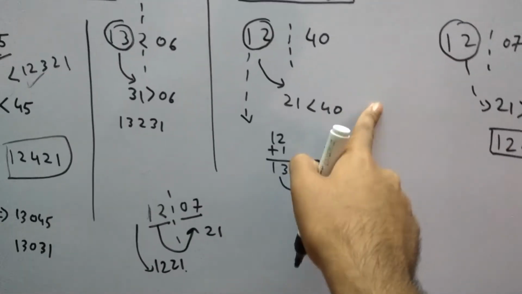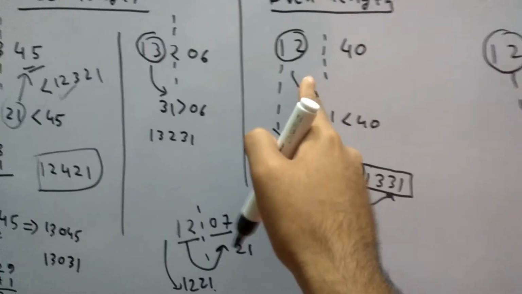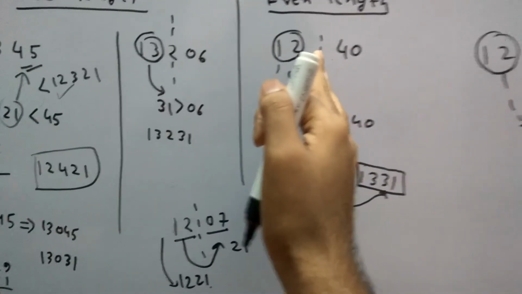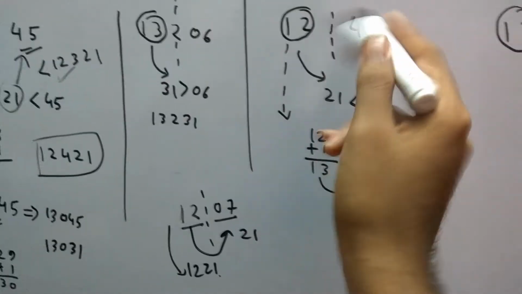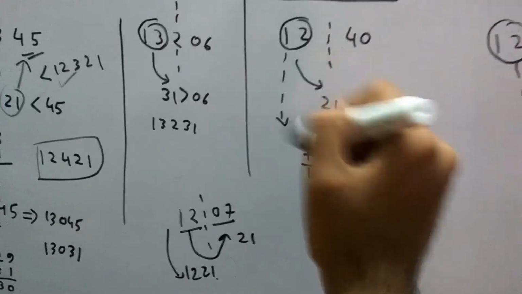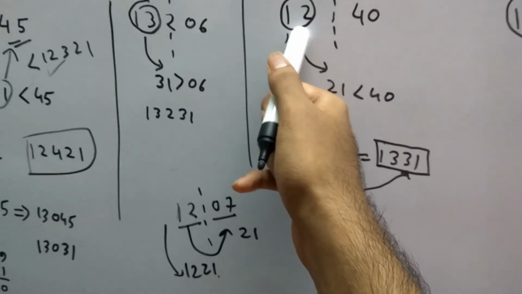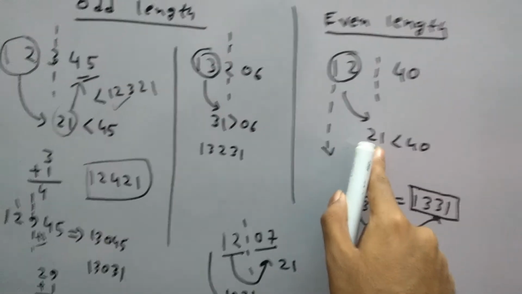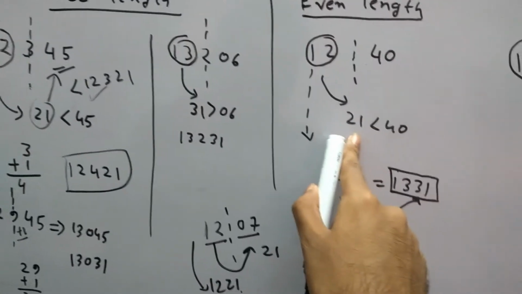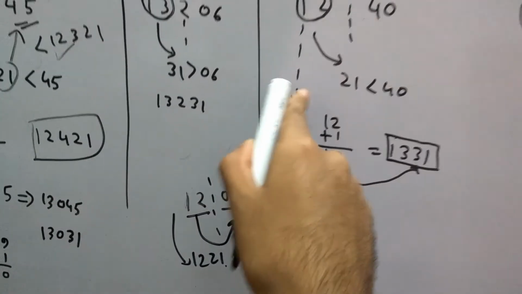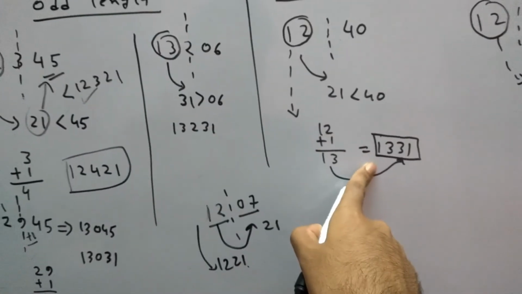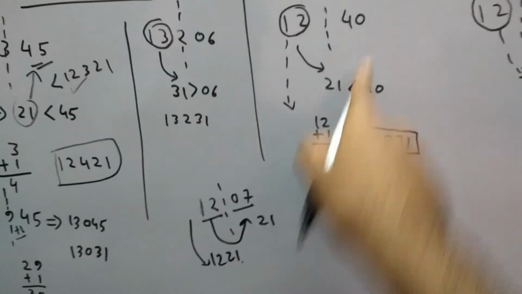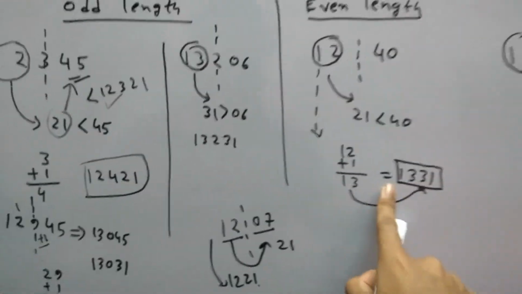So now coming to the even length part. In the even length part, we don't have any middle element, but we can exactly divide it into two parts, a left part and a right part. So here also the same concept applies. If you reverse the left part, it will become 21. So 21 is not greater than the right part, so we have to add 1 to it. Adding 1, 12 becomes 13, and we reverse the 13 and put it in the right part. So this is our answer.